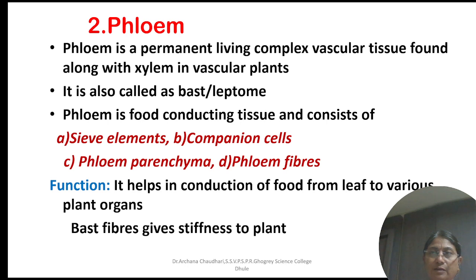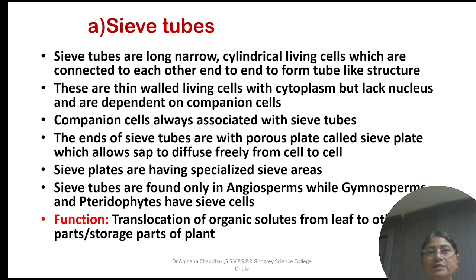We know that food is produced in a leaf as a result of photosynthesis. Bast fibers give stiffness to the plant. Let us see each and every element in detail. The sieve tubes. Sieve tubes are long, narrow, cylindrical living cells which are connected to each other end to end to form a tube-like structure.